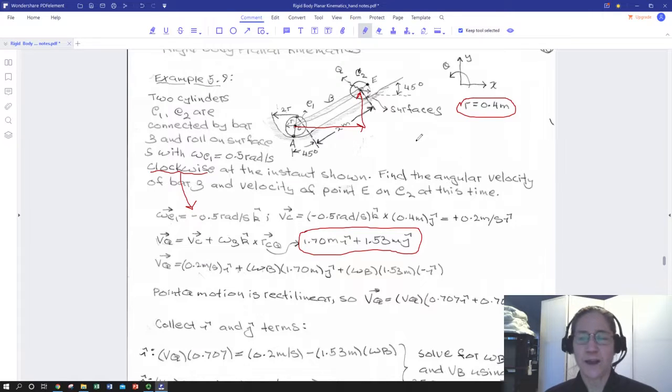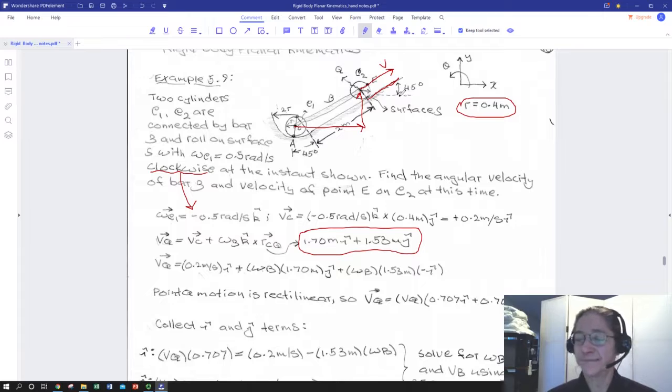So I can drop in my expression here for VC and write this. Now I have two unknowns. I have VQ that I don't know, and I have omega B for the angular velocity of the bar. Now what I do know about point Q, I got another piece of information. It's the center point of a rolling wheel, so it's going to have rectilinear motion. So I can tell that it's going to follow basically parallel to the surface that wheel has to roll on. It's going to be going in this direction. VQ is going to follow this surface.